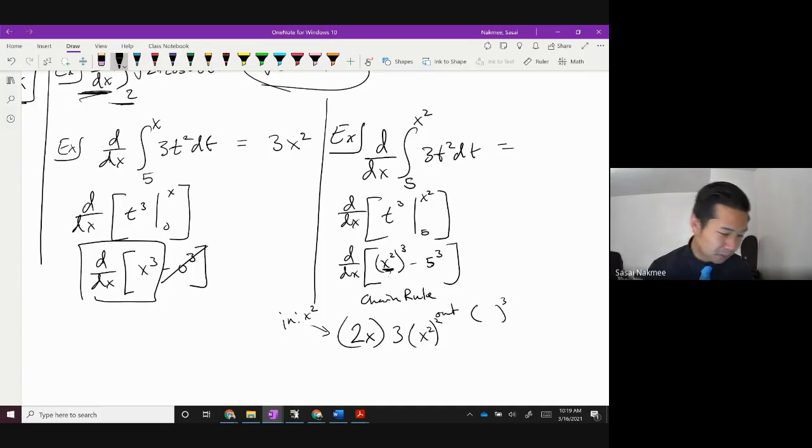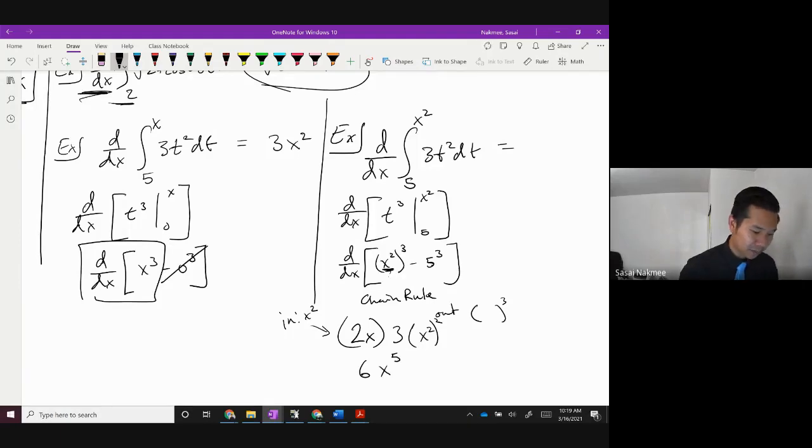I know this looks messy. So if I clean this up, 2 times 3 is going to give me 6. This is going to be x to the 4th times x. This will be x to the 5th. Right? I'm not going to write it like that, though, but this one kind of looks cleaned up here.